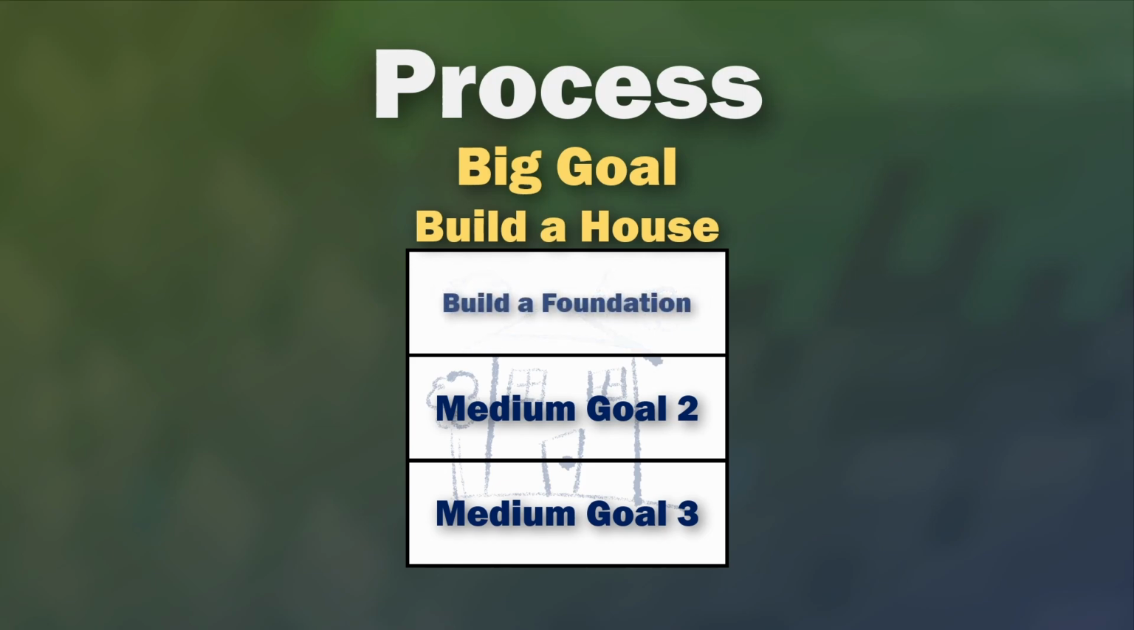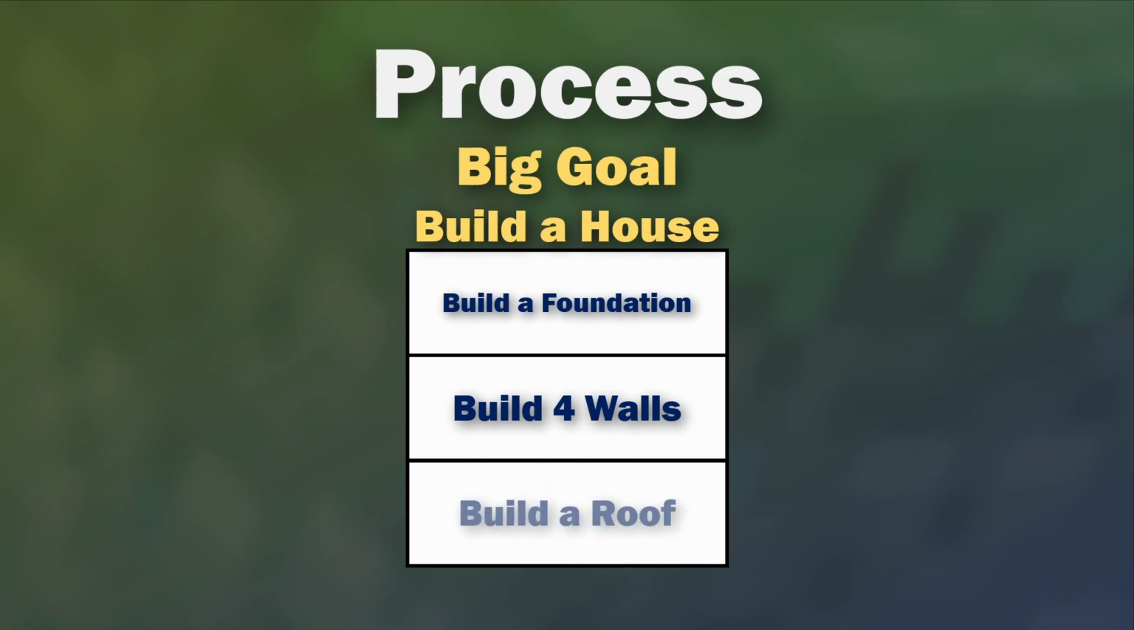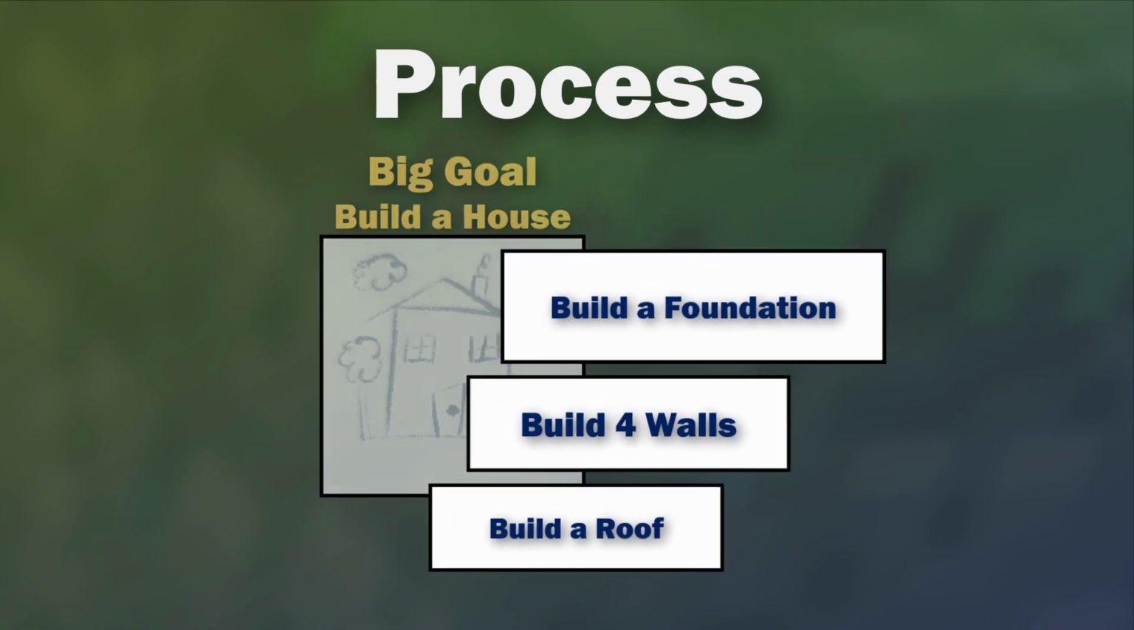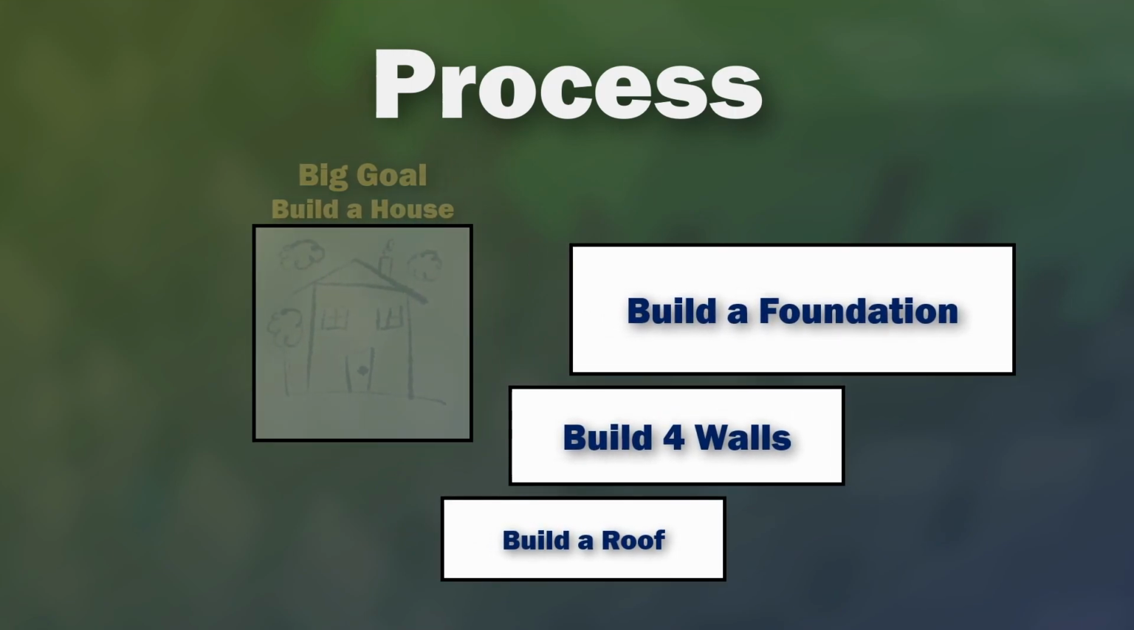For this project, our first medium goal is building a foundation for our house. Our second medium goal is going to be to build four walls. And our third medium goal is going to be to build a roof. So I know that once I've achieved all three of those goals, I've actually succeeded in achieving my big goal of building a house.